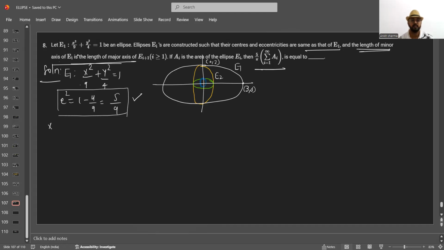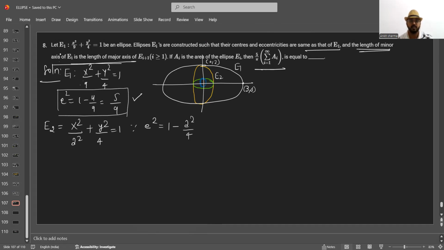Now if I write down E2, then E2 will be simply what? If you see that definition here, the way it is defined. So E2 is going to be x square over A square, where major axis A is unknown so we need to find out A, plus y square over B square. We know it's going to be 4, is equal to 1. But we know the eccentricity. So we can simply apply e square is equal to 1 minus, but now this ellipse is different. So it's going to be A square over 4.